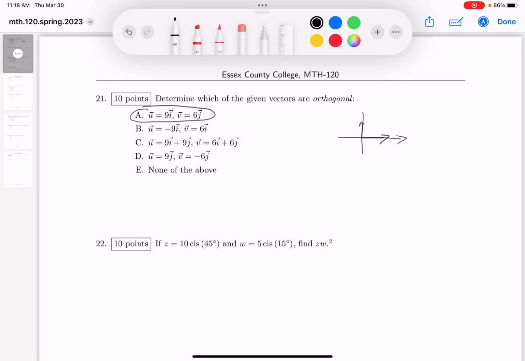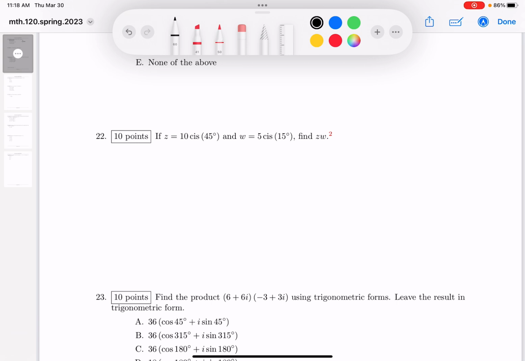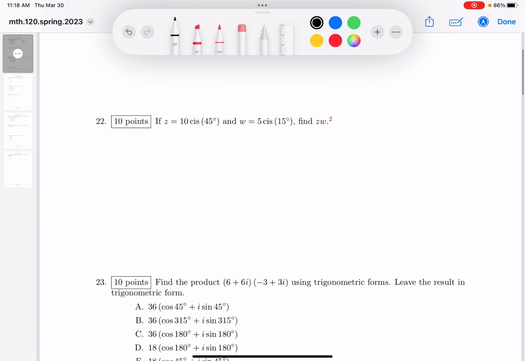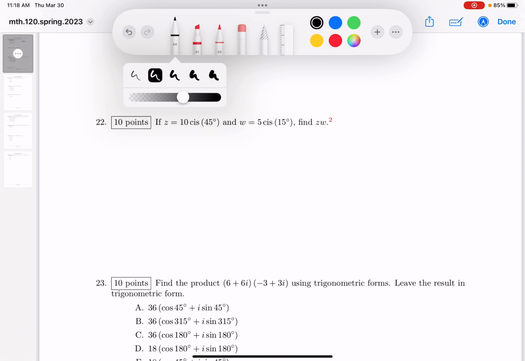The next question is going to be, let's see, number 20. And they're writing down a notation. Again, I hope you're familiar with it. The notation that you're looking at over here is the CIS notation. However, there is a footnote there. It tells you that's the cosine theta plus I sine theta. So let me write this down for you. And this is going to be Z times W.